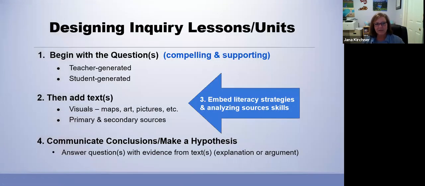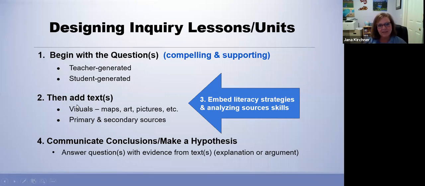So let's go back kind of to our 1, 2, 3, 4, and let me tell you how all that connects. So thinking about our Harappan India unit, I gave you a question at the beginning. I would have told students, write this down: what was life like in the Harappan civilization in ancient India? So I gave you that one. It would have been teacher generated, but we were also going to have some student generated questions from the I Wonder column as well.